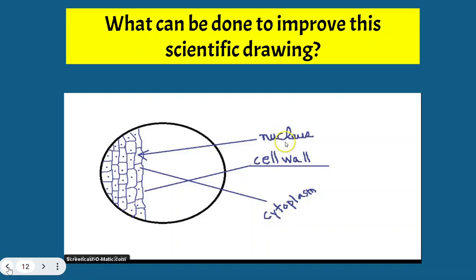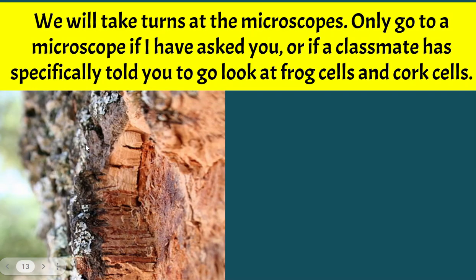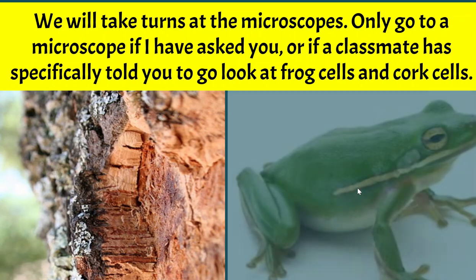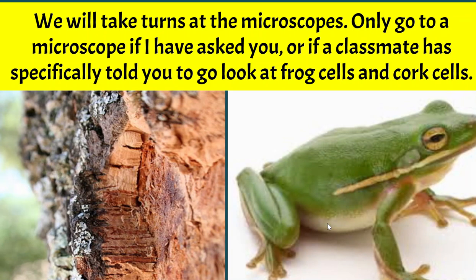Okay, one other thing, nobody used any color on this, and we don't know what it was that was drawn, and we don't know the magnification. So in class, some of the classes were able to look at cork, which is a dead bark from a specific tree. All classes got to look at frog blood, and so let's talk about that frog blood.